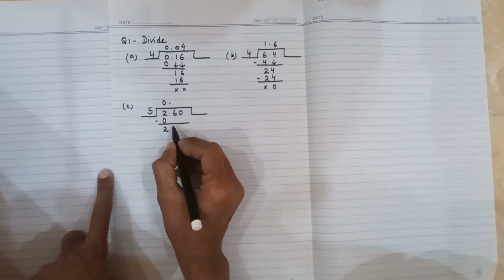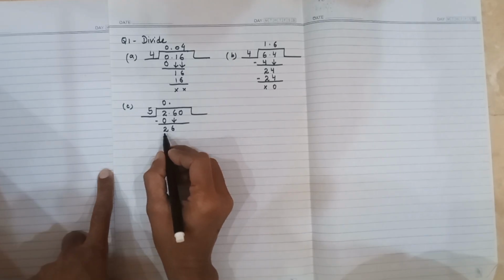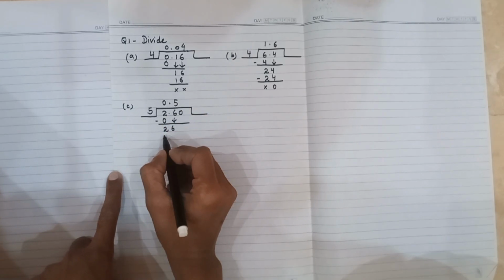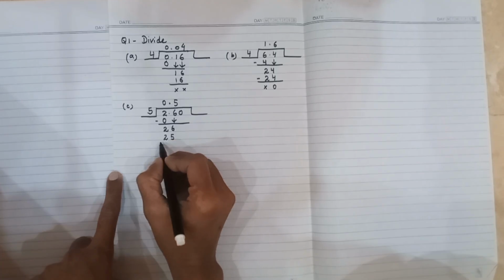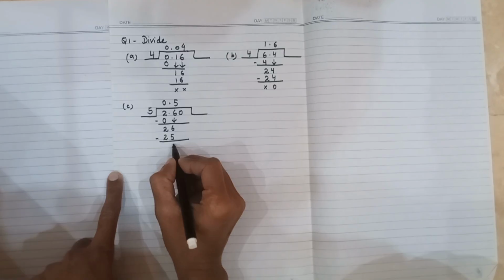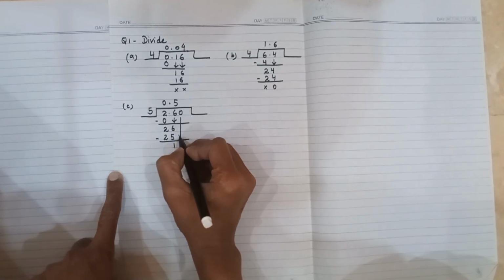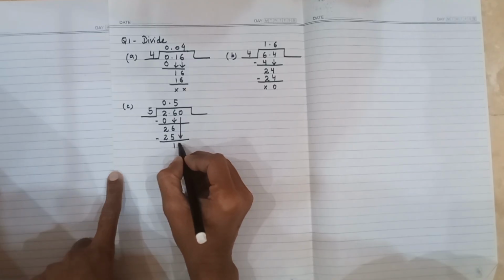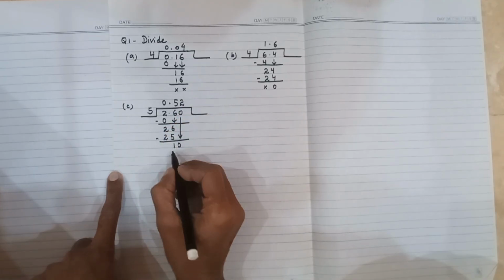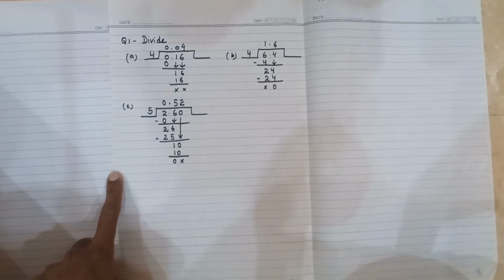Then 6 is brought down. Now it has become 26. Then 5 into 5 will be 25. Then 26 minus 25, 1 remaining. Then 0 will be brought down. Now it has become 10. 5 into 2 will be 10. Nothing is left, so 0.52 is the answer.